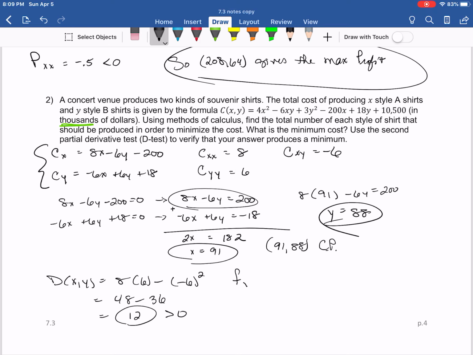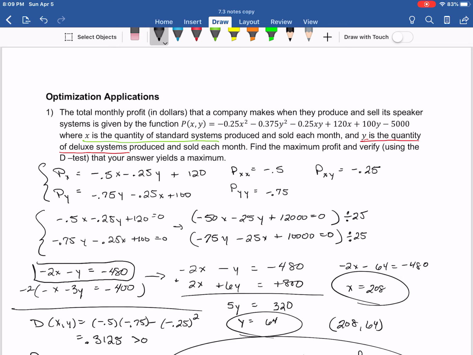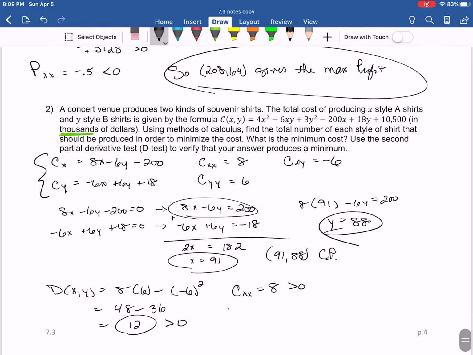Now find C, not F, C. Find Cxx. Cxx was 8. Remember we found that earlier? That's positive. Since they're both positive, we have just verified that the critical point, 91, 88, is a relative minimum. There you go.